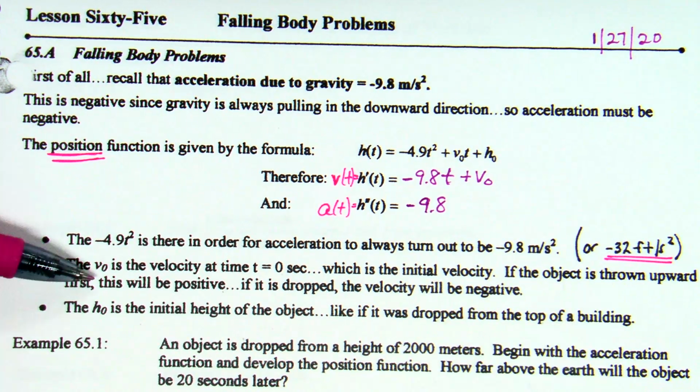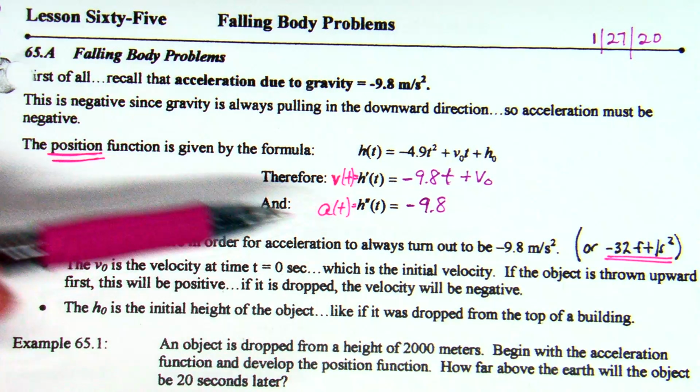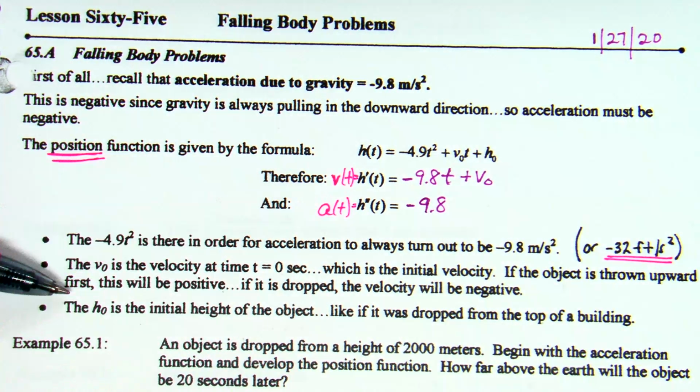The v naught or v sub 0 is the velocity at time t equals 0, which is initial velocity. If the object is thrown upward first, then you have a positive initial velocity because your object is going up. If it's dropped first, if you're standing on top of a building and drop something, your initial velocity is negative because it's going down. And h naught is the initial height of the object. Like if it was dropped from the top of a building, it's the height of the building. If it's thrown from ground level, it's 0 for ground level.